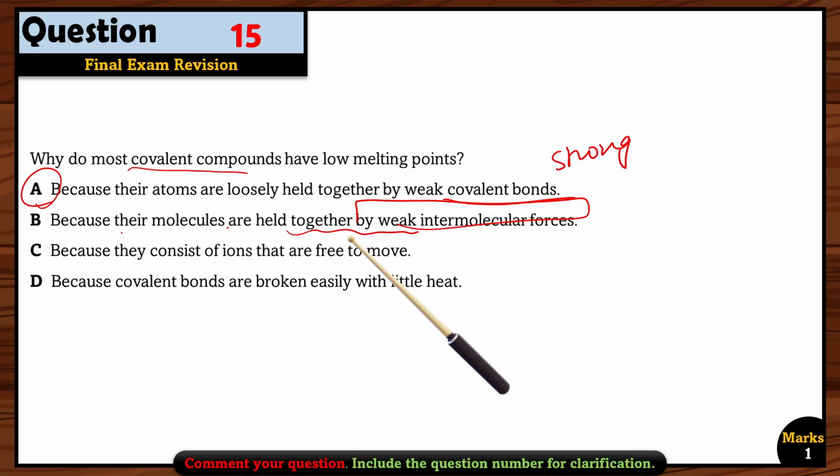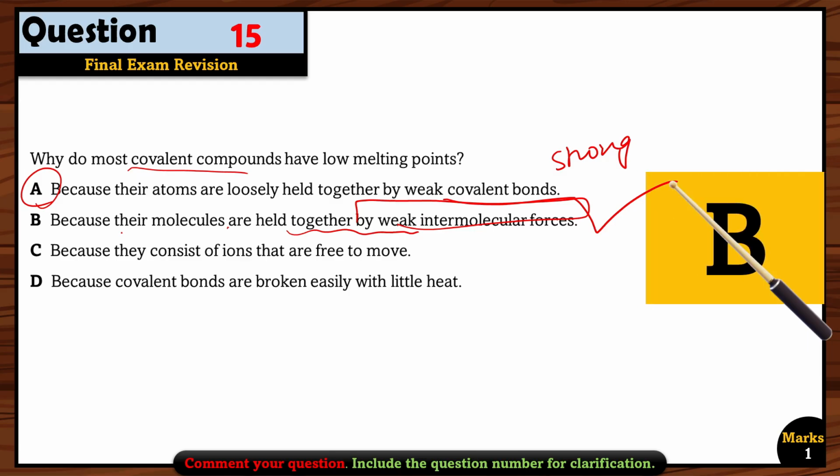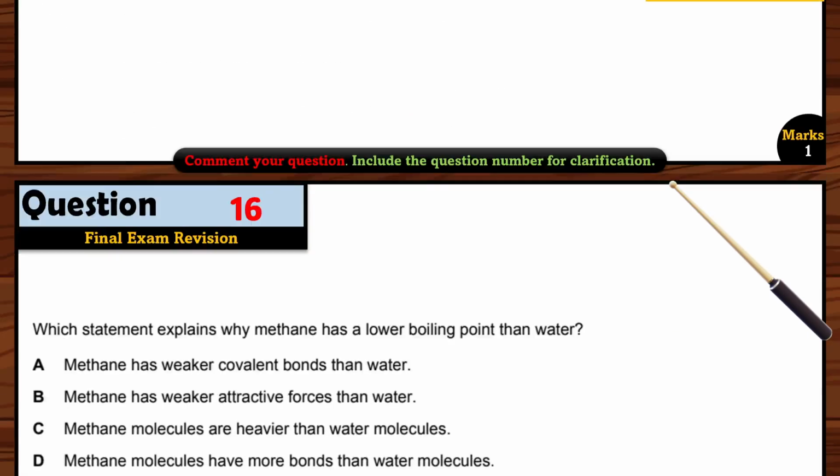Whenever they ask you about the melting or the boiling point of the covalent compounds, the reason behind it is not a covalent bond. The reason is always the weak intermolecular forces, or you can say the weak attractive forces between molecules. Okay, you always have to choose that option. So that's why option B is the right option.